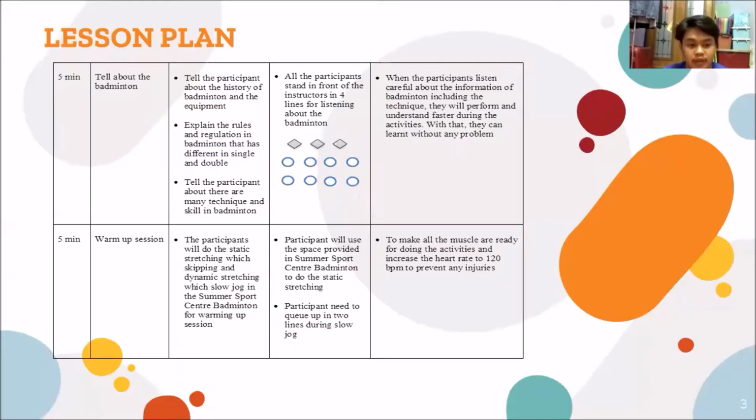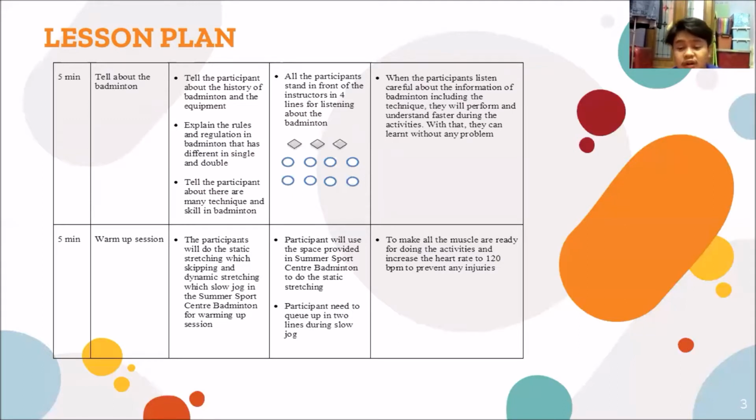Next, we will tell about badminton after the introduction part. In this part we will explain to the participants the history of badminton and the equipment that they will use. Sometimes the participants do not know the size of the court, so we will explain it to them at this part. We will also explain the rules and regulations in badminton, because the rules for the single match are different from the double match. So the participants need to know before they learn.